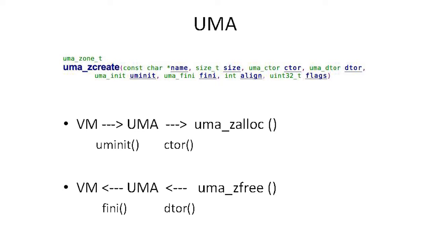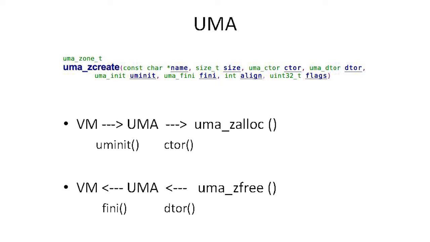First, you need to use this function, uma_zcreate, to create a new zone. So you give it a name and the object size. And the BSD version of UMA is very flexible. You have 4 kinds of functions, constructor, destructor, initializer, and finalizer, to initialize and destruct this kind of object. And you can set alignment and additional flags to customize this zone.